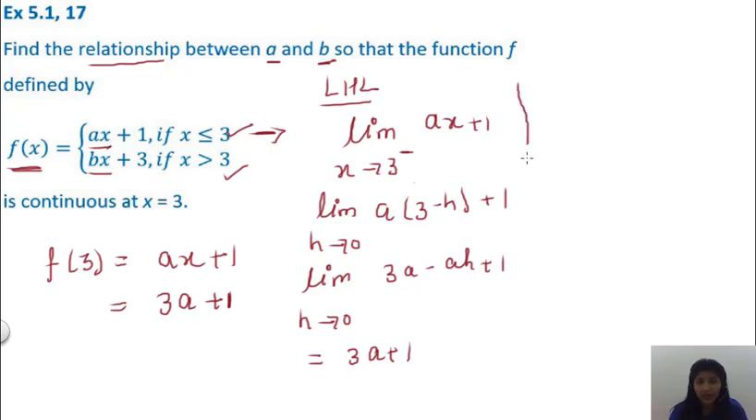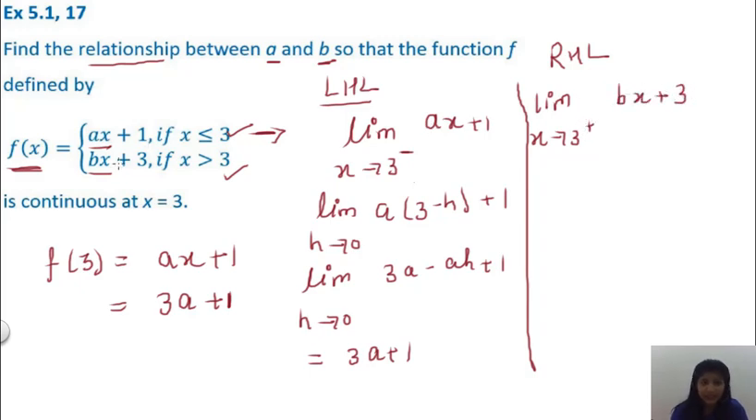Let us solve our RHL now. In RHL, we will write limit x tending to 3 plus. The function value that we are taking in this case is bx plus 3. As you can see here, for greater than 3, it is bx plus 3. Now, changing the limit to h tending to 0, we'll get it as b times 3 plus h, plus 3. Now putting the limit value h as 0, we get 3b plus 3. So we have found out f of 3, LHL and RHL.